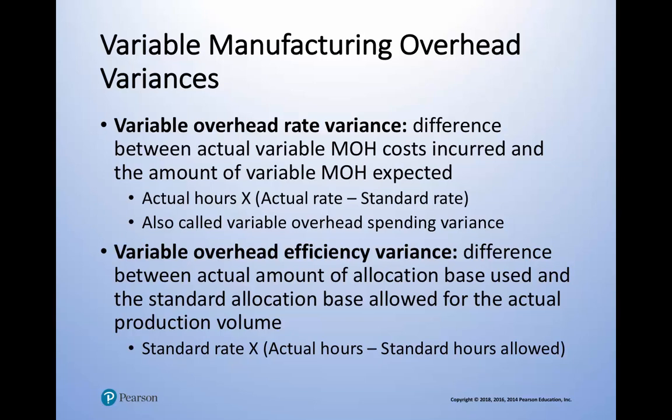Lastly, we have our variable overhead efficiency variance, and that's the difference between our actual amount of allocation base used, cost driver, and the standard allocation base allowed. So that's the same way that we've seen with all of these, the quantity and the efficiency variances so far, is we have to calculate the allowable standard hours.